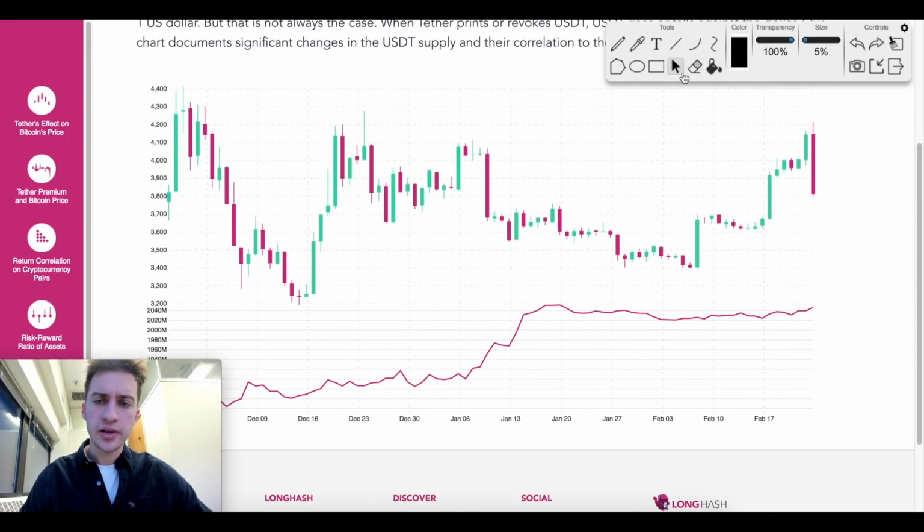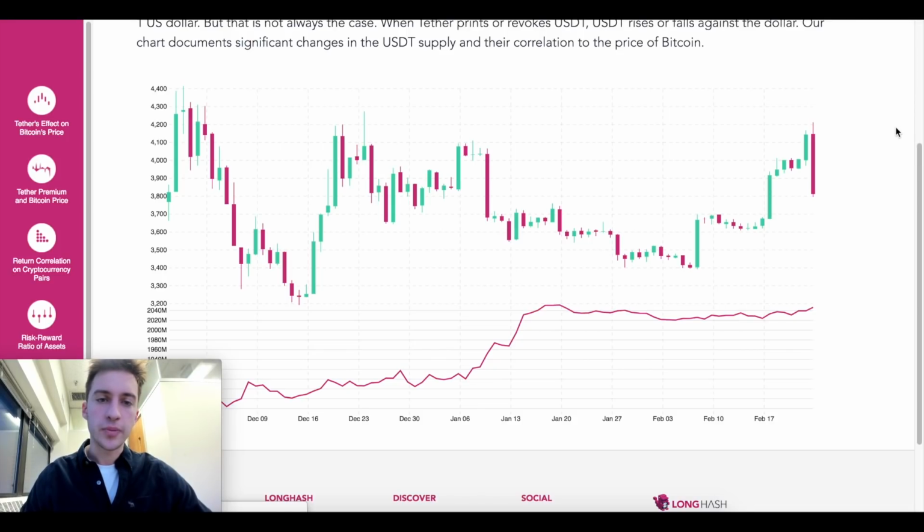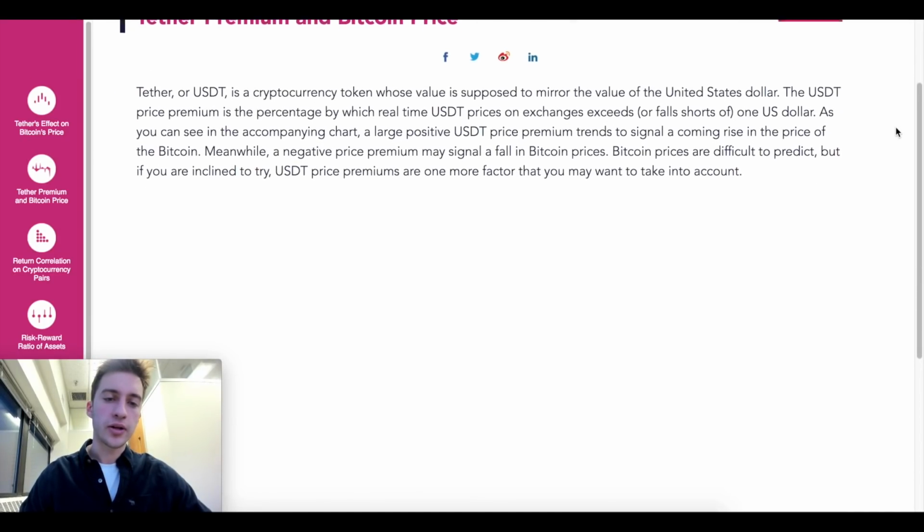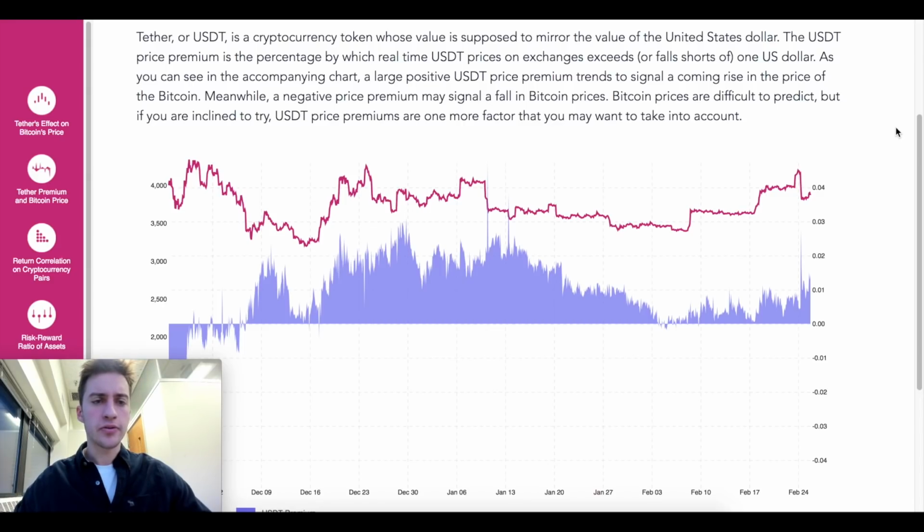All right, now let's look at something that I found to be much more helpful, and this is the Tether premium effect on Bitcoin price. I think the site here, longhash.com, does a really good job of explaining how this works and what the premium is. Basically, we're looking at when Tether is priced higher than the US dollar, or when Tether is priced lower than the US dollar. This should not be happening. It's not supposed to, but it does, and it does have a significant effect on price.